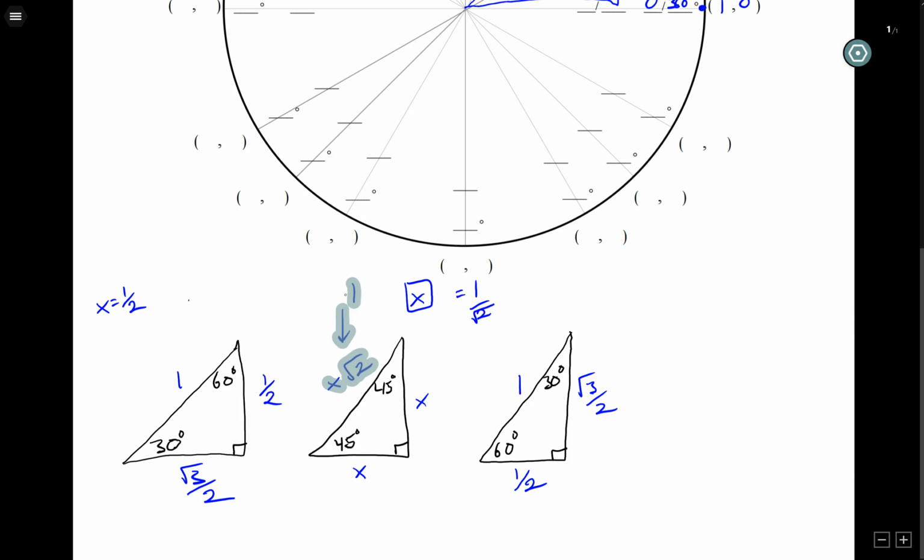Okay, so this side is 1, and I now know that x has to equal 1 over root 2, so each of these sides is going to be 1 over root 2. Except instead of writing 1 over root 2, let's write the form where the square root is off the bottom, root 2 over 2.